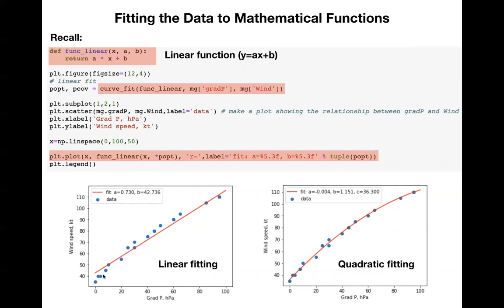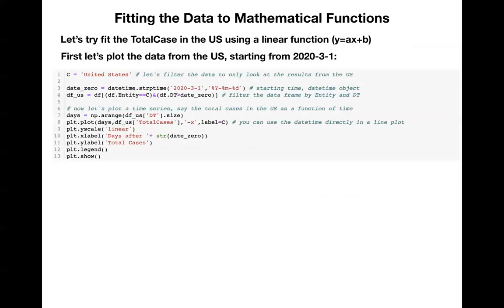And you can see that we did a linear fitting, which works about right. And we did a quadratic fitting, which works even better. But if you still remember, the quadratic fitting fails to predict when the winds are greater than 100 because it drops down, right? So let's take a look at fitting the data in different forms of functions.